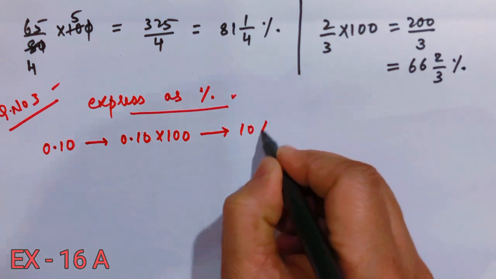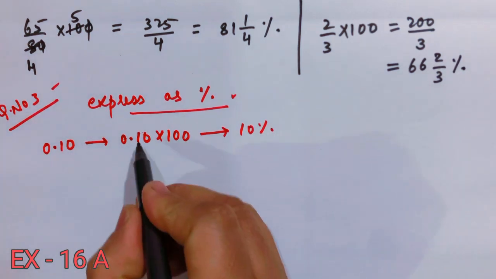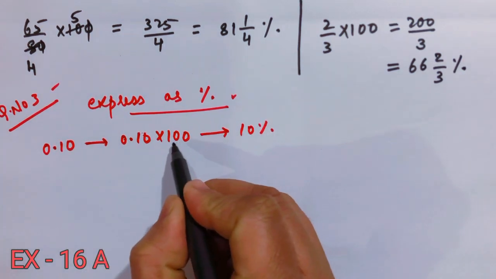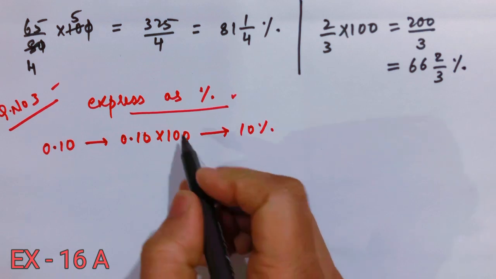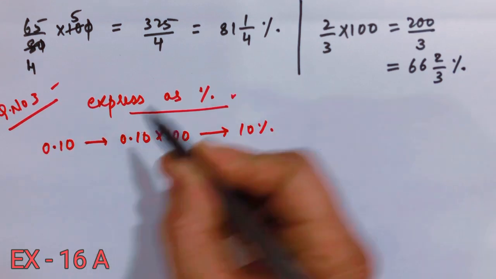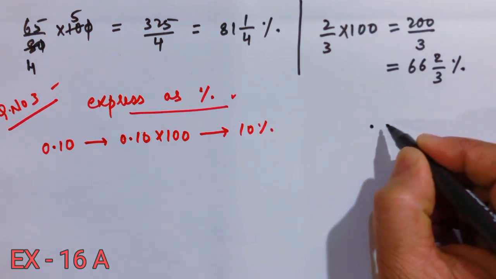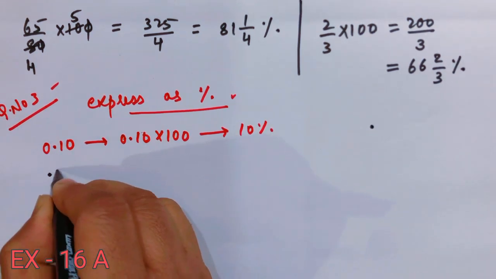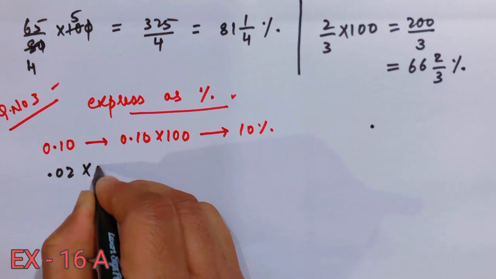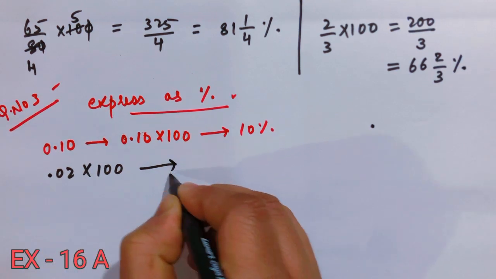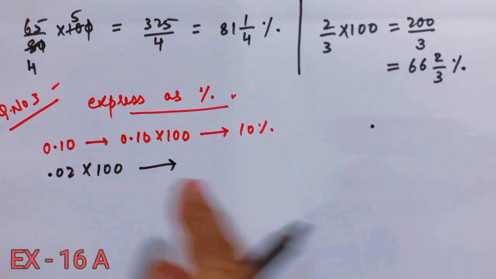Which will give you 10%. I hope you know how to remove the decimal. When you multiply it by 100, naturally the decimal moves towards the right hand side. अब आप लोग ये पूछोगे कि 0.02 है, 0.02. When you are multiplying it by 100, then why does the decimal move towards the right hand side?